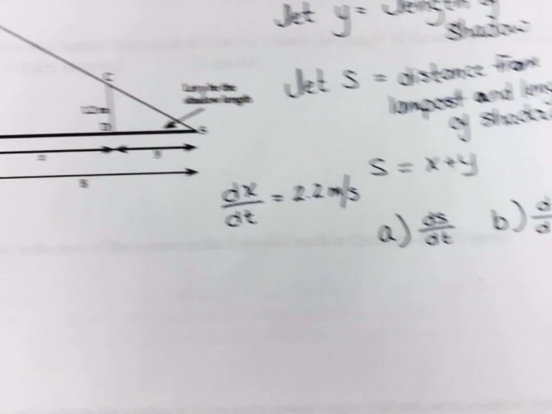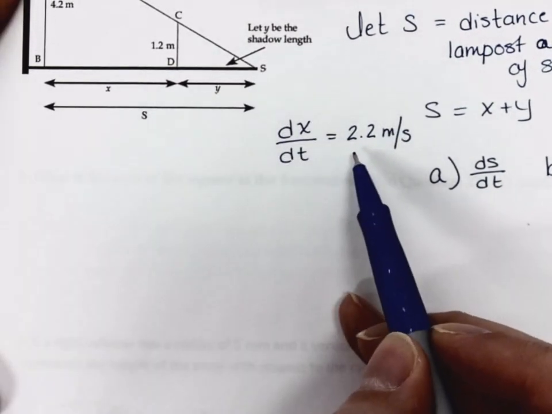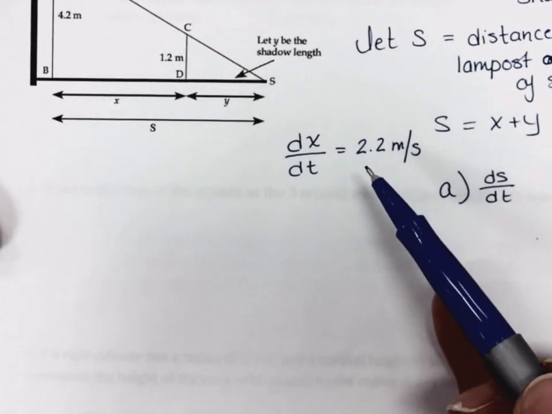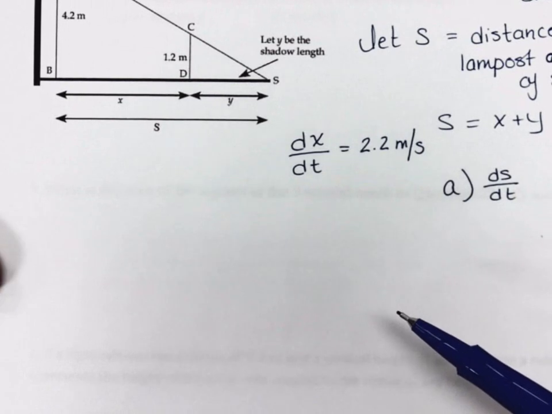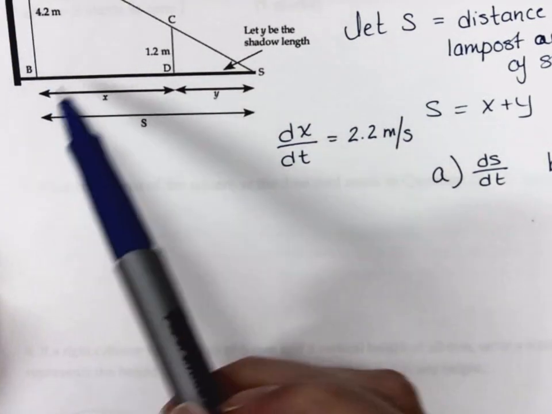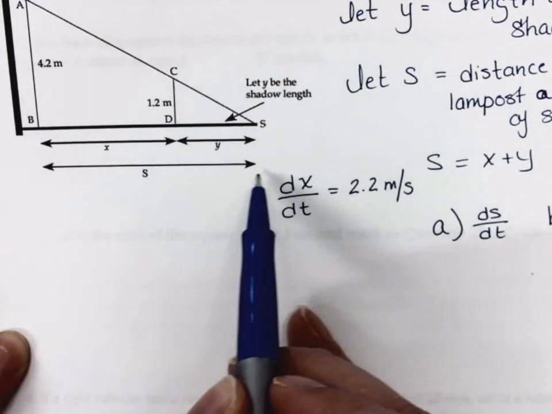Okay, so here we go. Let me get my head wrapped around this. We know that dx over dt is 2.2 meters per second. That was the only piece of information we were given, and we don't have too much more. What else do we know? We know that this is 4.2. We know this is 1.1. So we got some heights here. But we don't know anything about the lengths. So that's going to be a little bit hard to do because we're trying to deal with that whole S here.